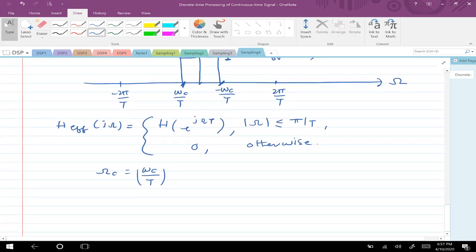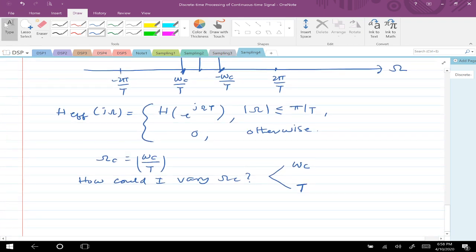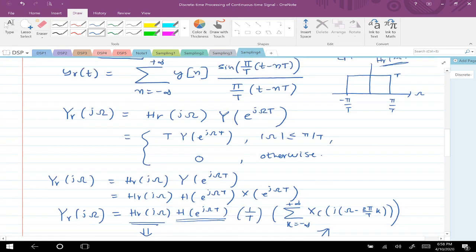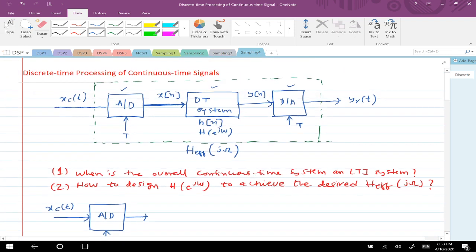So how could I vary omega c? There are two possibilities. I could either change the cutoff frequency of my discrete time filter or change the rate of sampling. This is a very interesting thing. The same discrete time filter can be used effectively as a low pass filter with varying cutoff frequencies by simply changing the sampling rate.